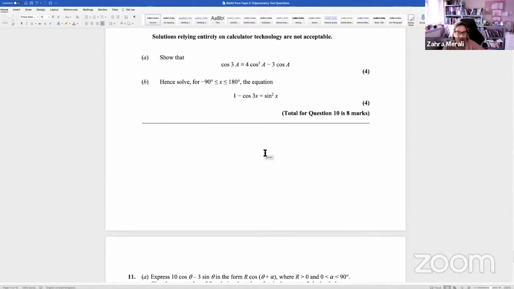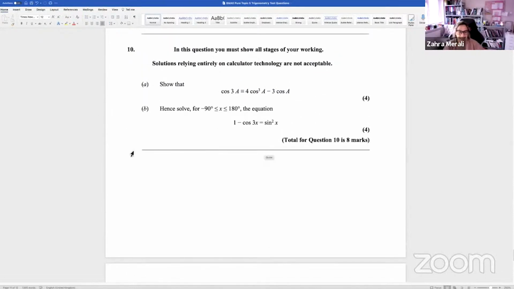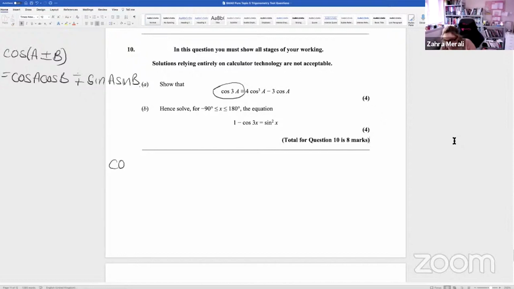Right, so we've got cos 3a equals 4 cos cubed a minus 3 cos a. Okay, so again, we're going to use our formula book. We've got cos of a plus or minus b equals cos a cos b minus or plus, so this is on page 6 as well, sine a sine b. So we're going to recognize cos 3a is the same as 2a plus a. So we're going to get cos 2a cos a minus sine 2a sine a.